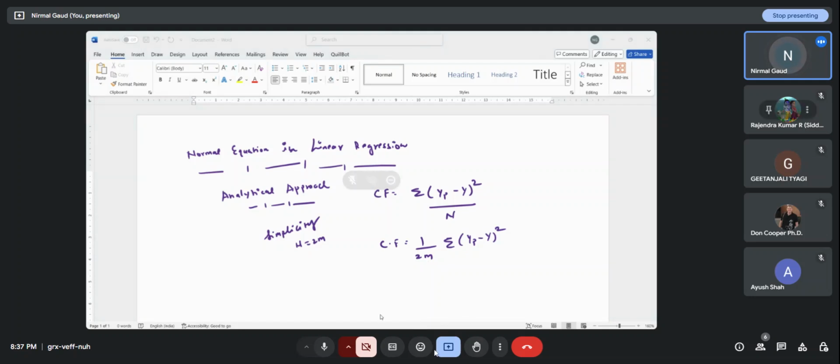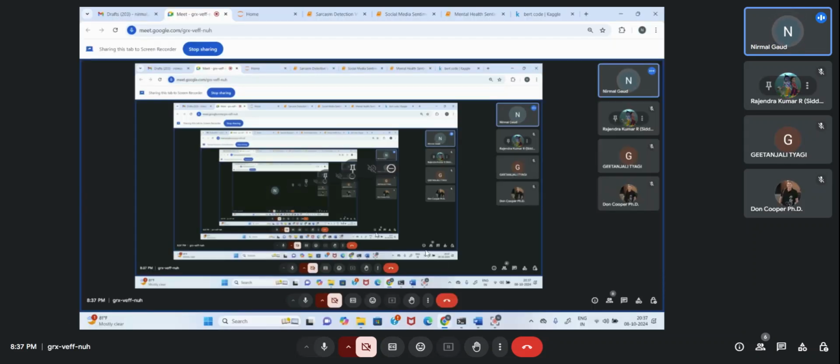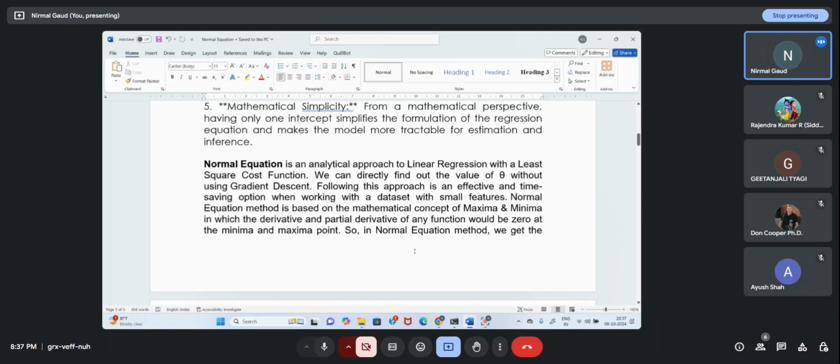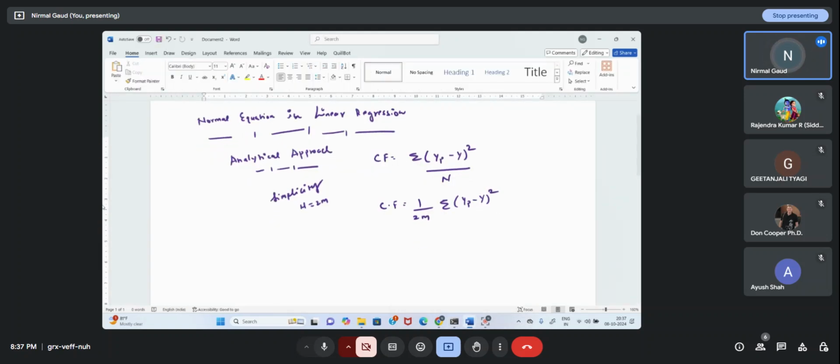So, what is this normal equation and how are we going to derive it? I am sharing my entire screen, and as you paid attention in the previous derivation, kindly do the same here. The normal equation is an analytical approach to linear regression with the least square cost function. We call it OLS, ordinary least square.